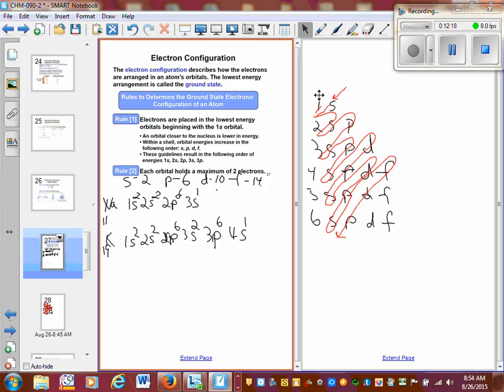If you look at these two, sodium ends in 3s1. What period on the periodic table is sodium in? 3. What column is sodium in? 1A. Okay, we look at potassium. It ends in 4s1. What period is potassium in? 4. What column is it? 1.